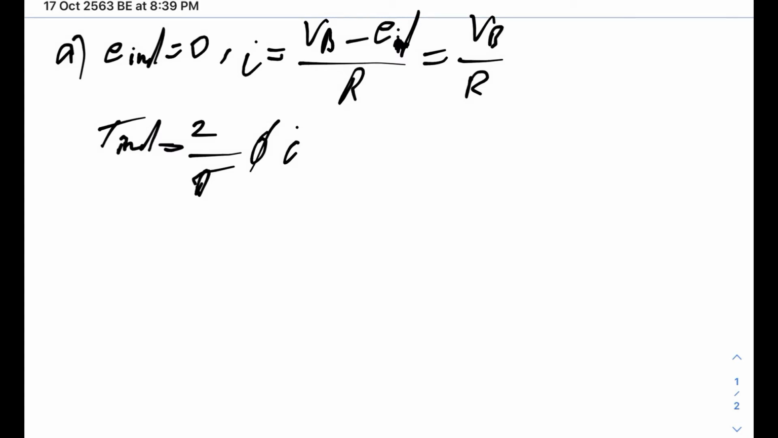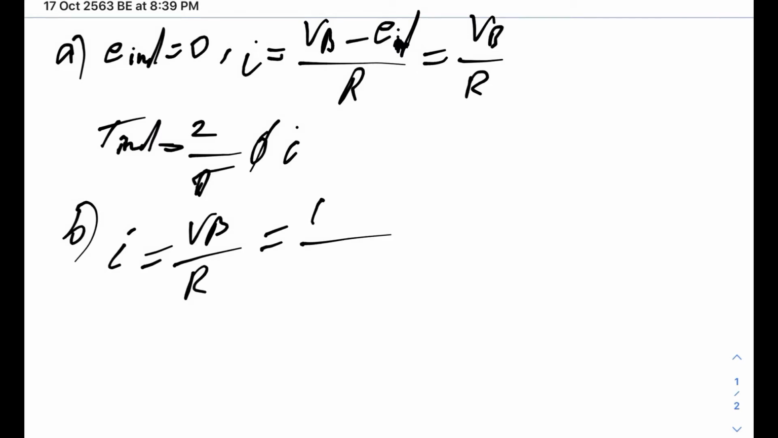Now B: what is the machine's maximum starting current? What is its steady state angular velocity? At starting conditions, I equals VB over R. We have the battery voltage 120 over resistance 0.3. The answer will be 400 amperes, the maximum current at starting.